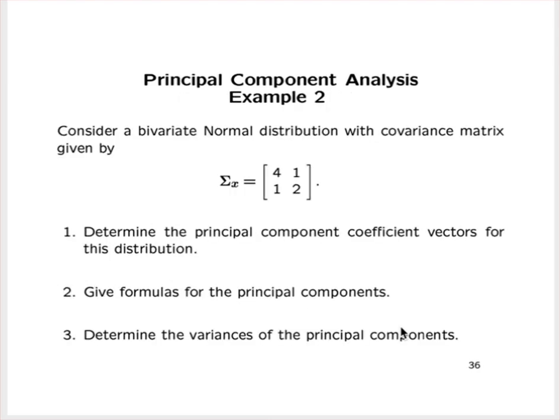Okay, let's look at another example. Again, we've got a bivariate response, the covariance matrix of which is this 2 by 2 matrix: entries 4, 1 on the first row, 1 and 2 on the second row. The variance of x1 is 4. The variance of x2 is 2. The covariance of x1 and x2 is still 1. And so again, we want to answer the same questions. Determine the principal component coefficient vectors for the distribution, give formulas for the principal components, and then determine the variances of the principal components.